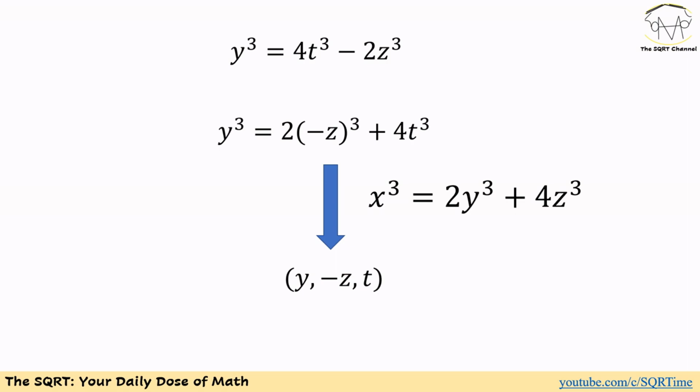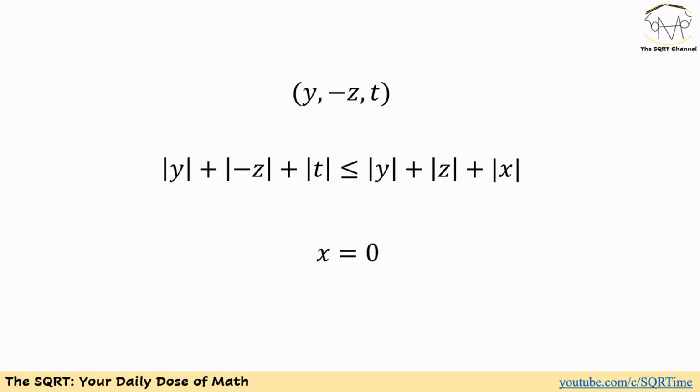Now we have y cubed is equal to 4 times t cubed minus 2 times z cubed. I'm going to write minus z cubed as minus z to the power of 3. Then we will have y to the power of 3 is equal to 2 times minus z to the power of 3 plus 4 times t to the power of 3. Remember, the original problem that we had has a similar notation. It means that y, negative z, and t can be an answer for this problem.